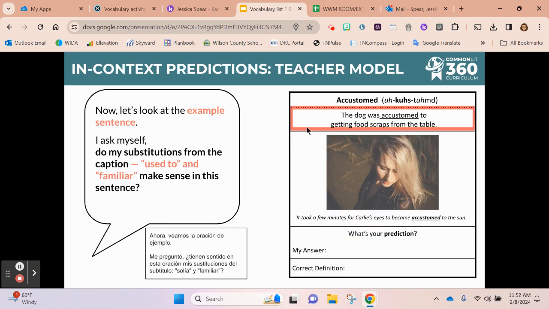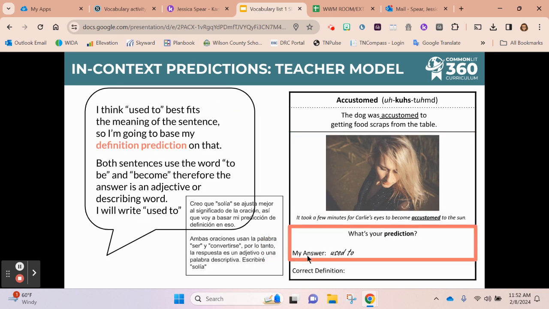So now let's look at our example sentence, which is now in this red box. The dog was accustomed to getting food scraps from the table. Now what can I try to substitute? Let's see if I can use used to or the word familiar to see if I can make it make sense. So if I say the dog was used to getting food scraps from the table, that does make sense. So right here, what is your prediction? You would write your answer used to, because both sentences use the word to be and become. Therefore, the answer is an adjective or describing word. I will write used to.